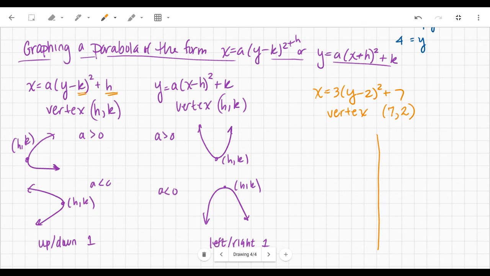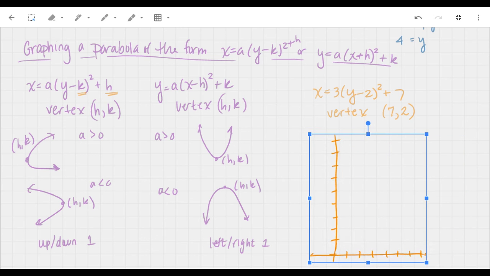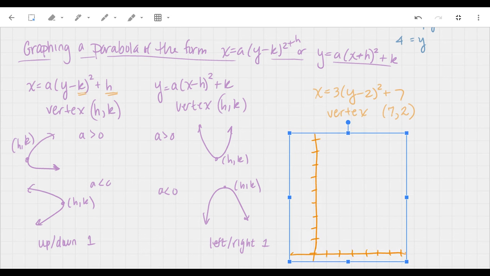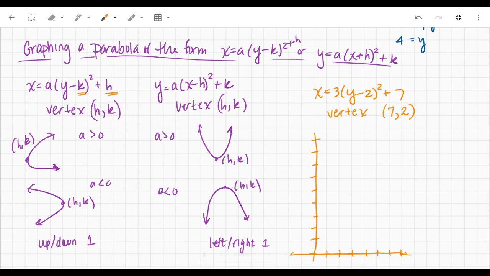Let's see here, 2, 7. Actually, I need 7 too. Okay, 1, 2, 3, 4, 5, 6, 7. Let me move this over a little bit. All right, so the vertex is at (7, 2).